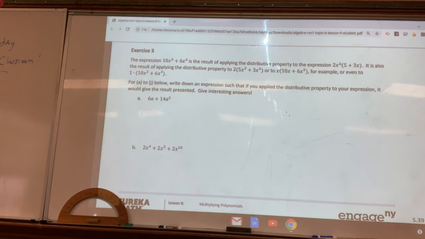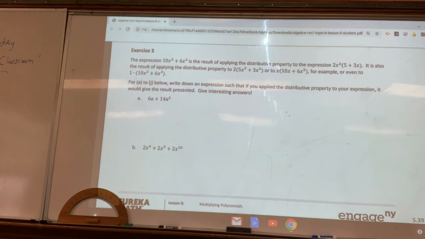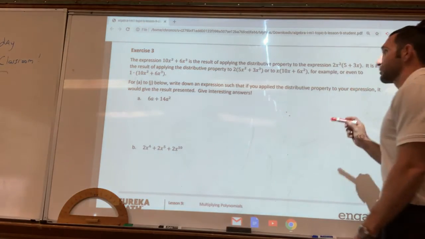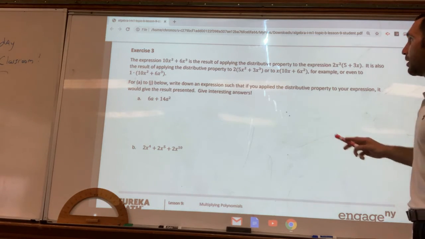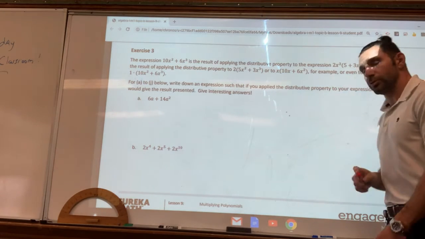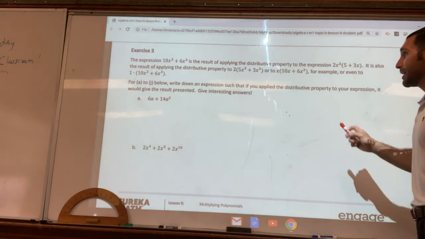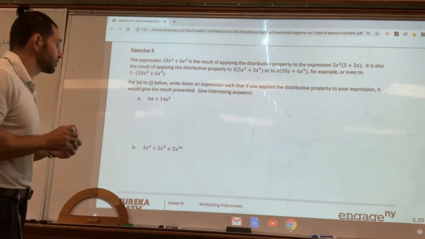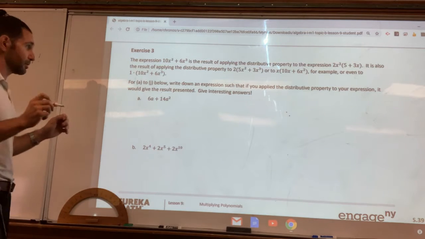Exercise 3. The expression 10x squared plus 6x to the third is the result of applying the distributive property. 2x squared times 5, which is 10x squared. 2x squared times 3x, which is 6x to the third. Or 2 times this, or this. So what it's asking you to do, and this is part of what I'm going to ask you to do, is write down an expression such that if you apply the distributive property to your expression, it would give you the result represented. So watch what I'm going to do here.